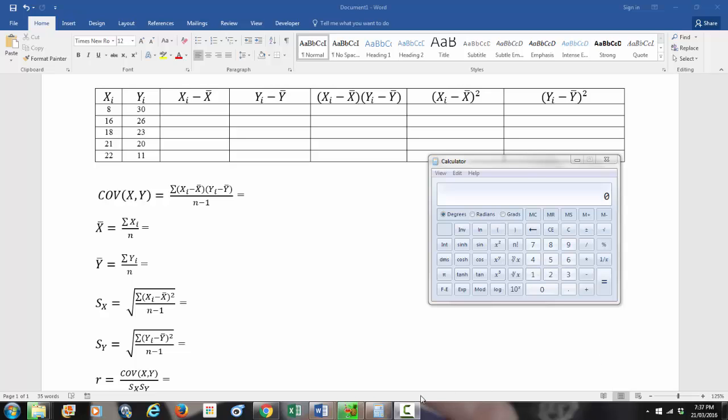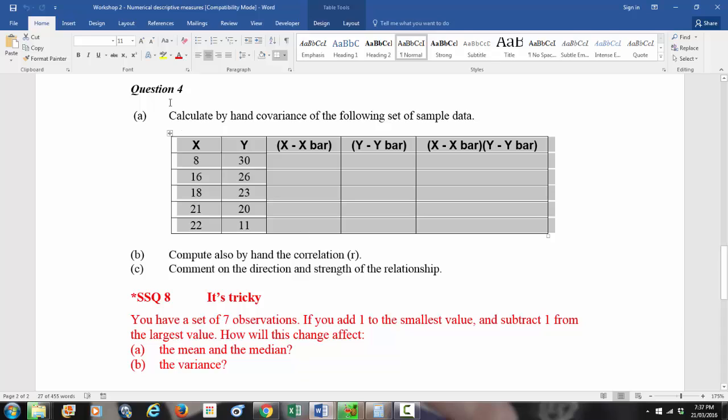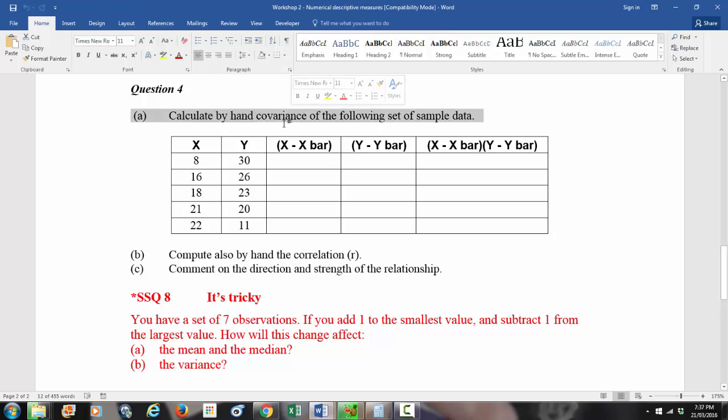Good day everyone. In this tutorial video I'm going to be covering a question from workshop 2, in particular question 4, in which you're given a set of data which is comprised of two different variables, x and y, and from that you need to find what they call, as we can see in the first question, the covariance, and then from the covariance we can then find what's known as the correlation coefficient.